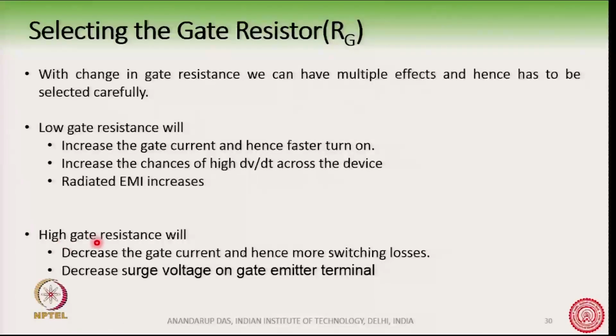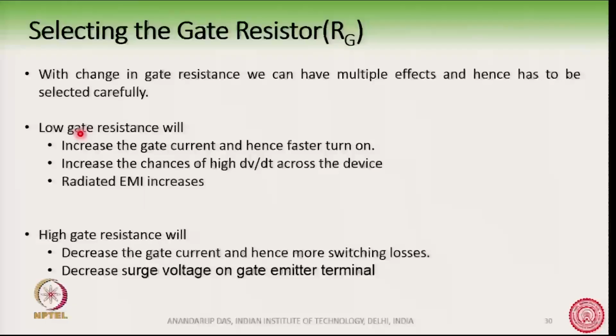On the other hand, if you use a high gate resistance, then you will decrease the gate current. Your requirement from the driver IC will be less, but you will have more switching loss because the RC time constant will increase and it will take more time for the switching process to take place, for the transition to take place, and so the losses will be more. But there are other issues, like if you have a low gate resistance, then it increases the chances of high dV/dt across the device.